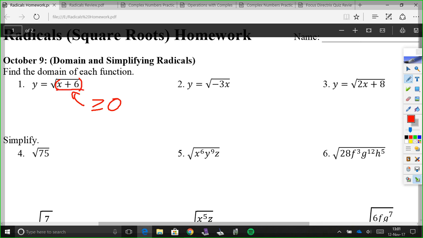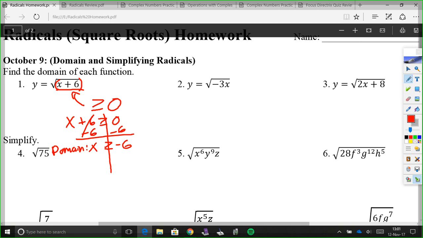So if I set it greater than or equal to 0, then I'm assuring myself that x plus 6, or whatever is inside the radical, will not be negative. So I set it greater than or equal to 0, and I will just solve for x. Let's subtract 6 on both sides, and we'll have x greater than or equal to negative 6. And there's our answer. That is our domain. Our domain is all the x values that are greater than or equal to negative 6.